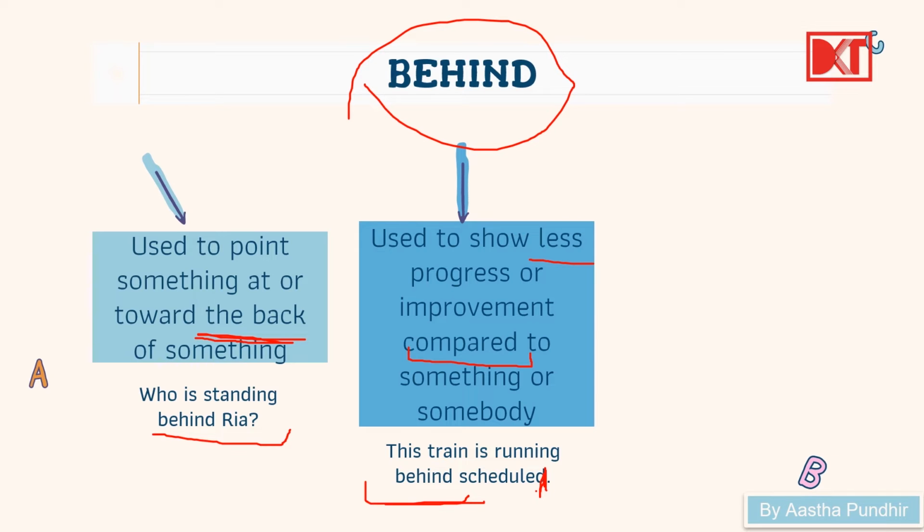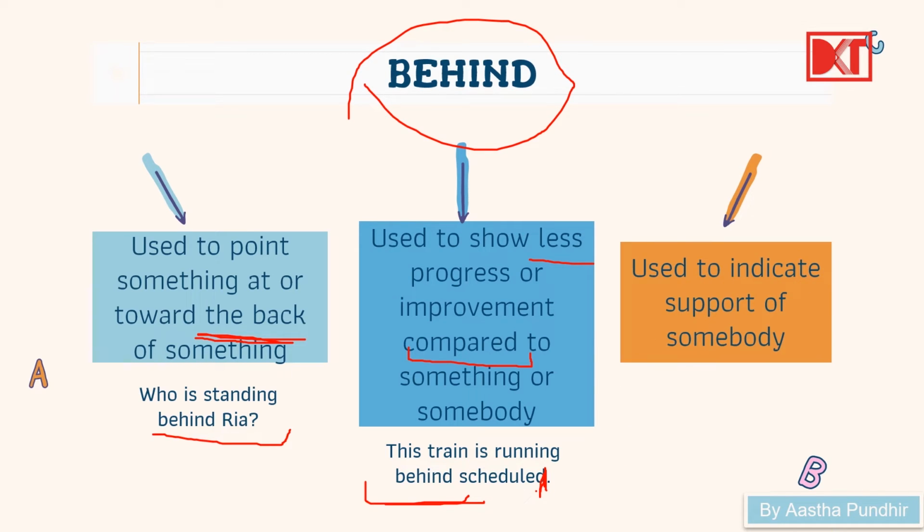Okay. Next could be used to indicate support of somebody. किसी का support. जैसे her parents are behind her decisions. ठीक है. Parents are supporting her decisions. They are behind her decisions.